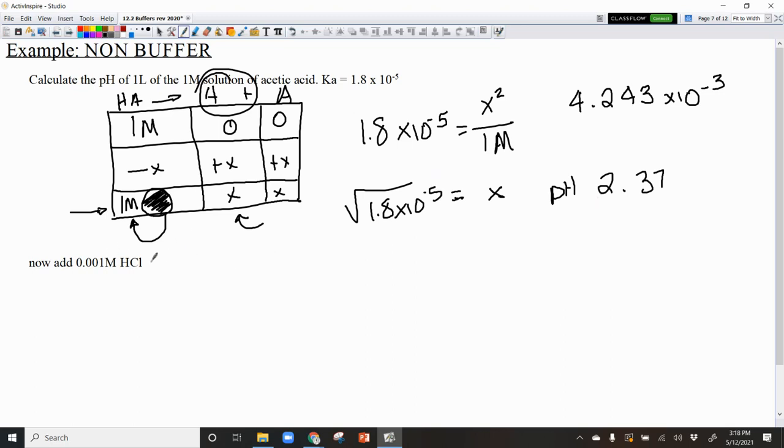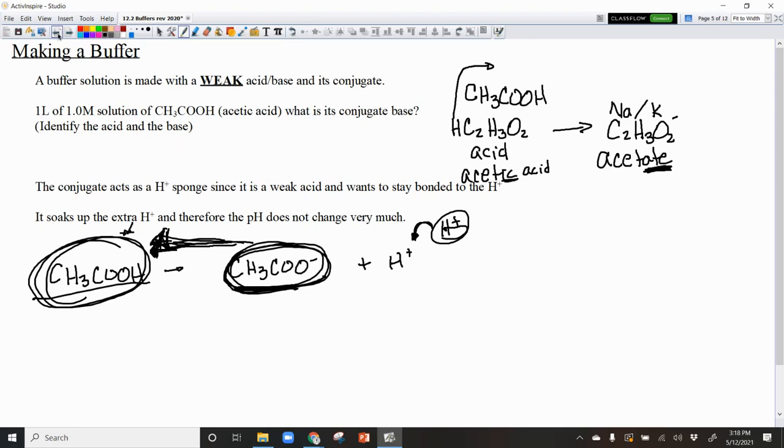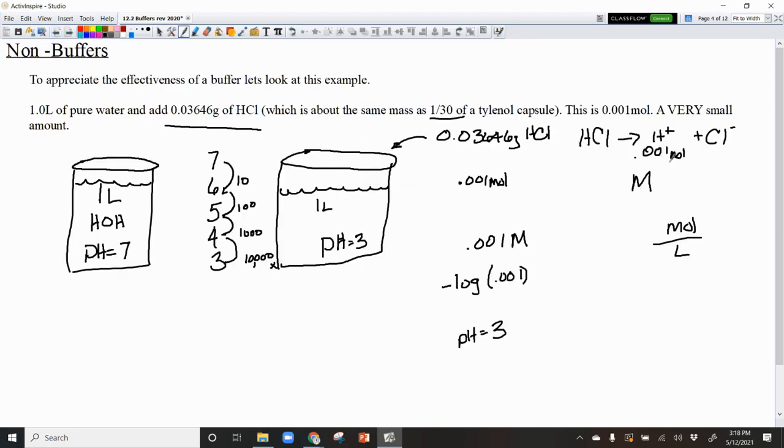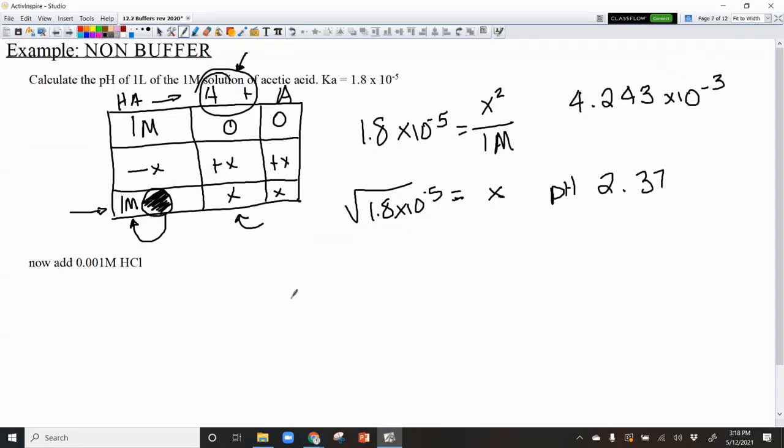All right, so now to this, we're going to add a 0.001 molar hydrochloric acid. So we're adding more acid to this solution. We're going to see how that affects the pH. And this is a non-buffered solution. Now, this is 1/1000th of a mole. I think it's the same as we added over here. Let's see. Yes, 1/1000th of a mole, because it's in 1 liter.